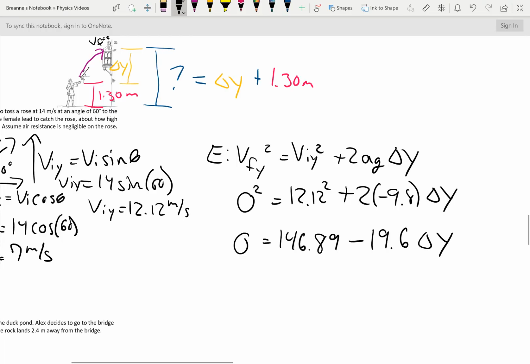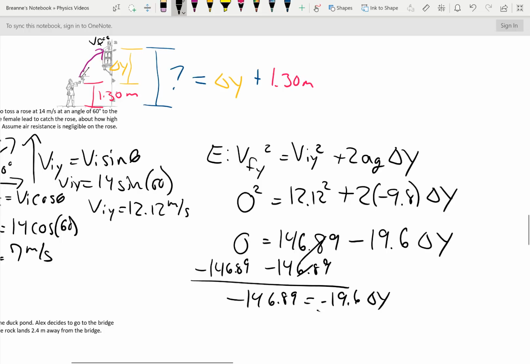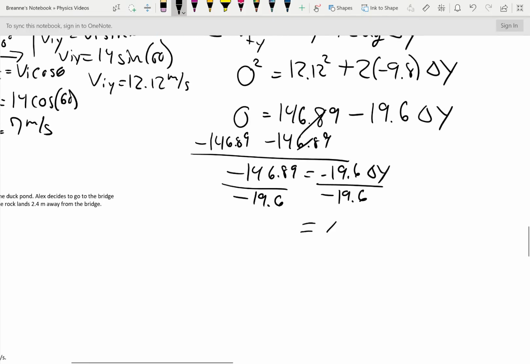We can't do anything mathematically here, so we've got to bring this over. And what we do to one side, we've got to do to the other. And you just divide. 146.89 divided by 19.6. So your delta y is 7.49 meters. Now, are you done?